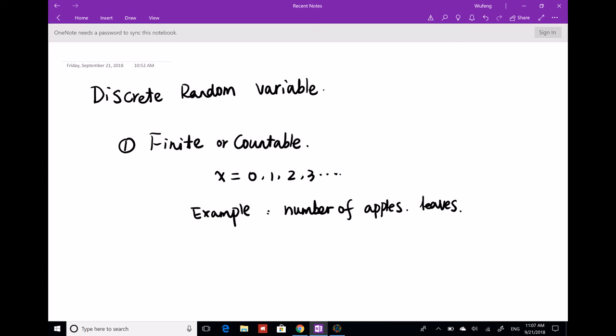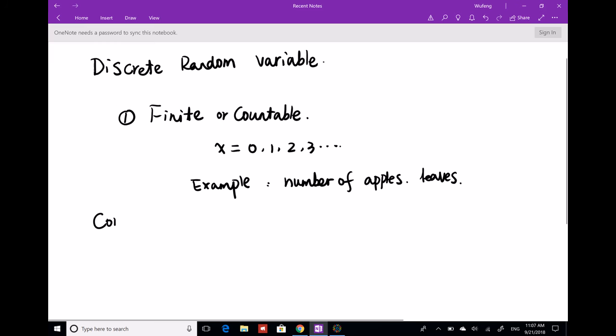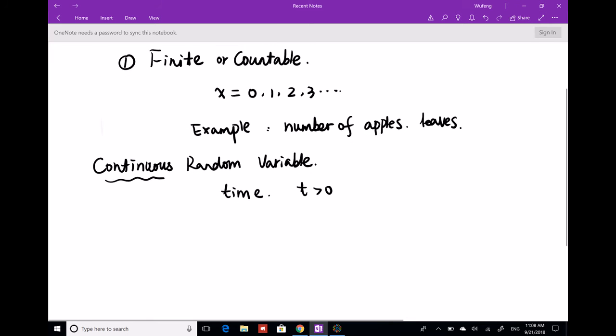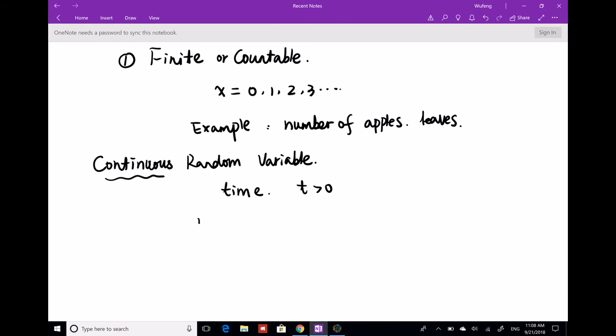So the next one is, what is a continuous variable? The second one is the continuous variable. A continuous random variable is continuous. For example, time is continuous. You can't stop the time. It's not counted like 1, 2, 3, 4, 5. Even between 1 second and the next second, you never stop. You can't count the time. It's measurable. You measure 1 hour, 2 hours. So the feature is measurable.